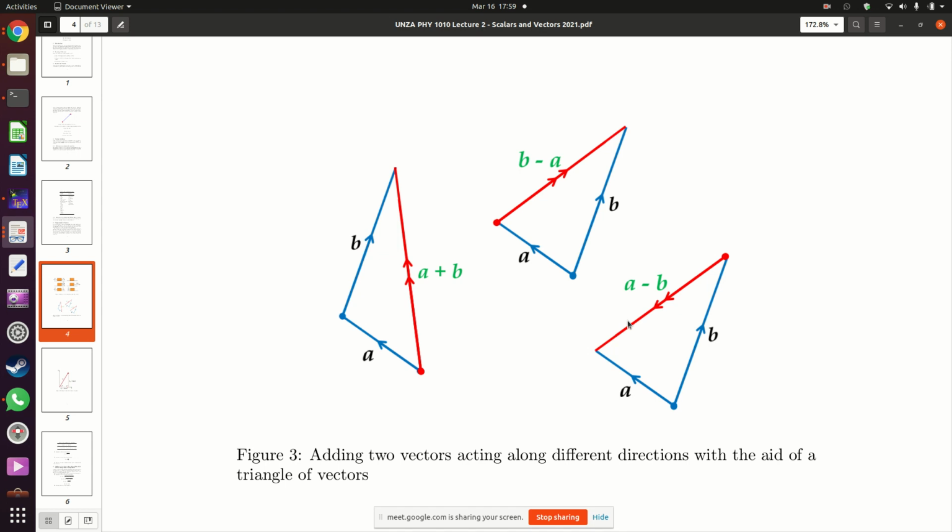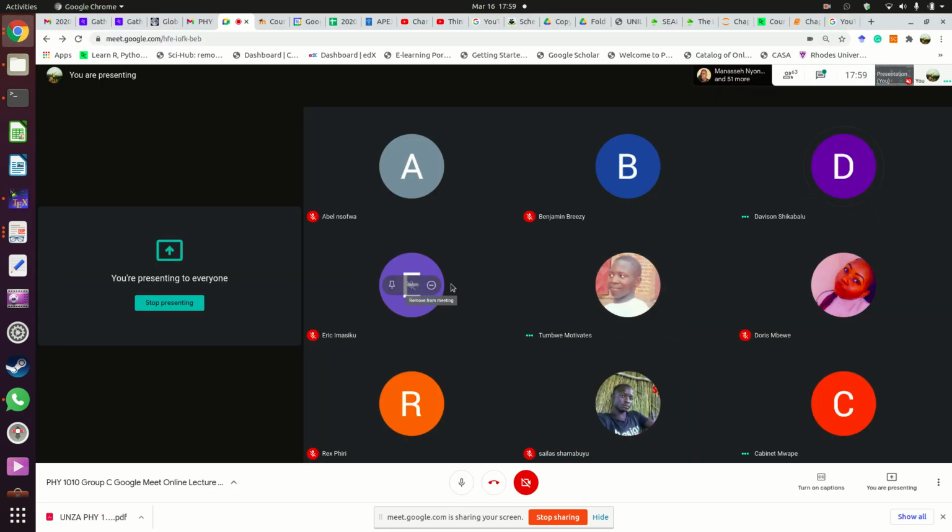On the other triangle, you think that the direction matters. Now, is A minus B equal to negative B plus A?